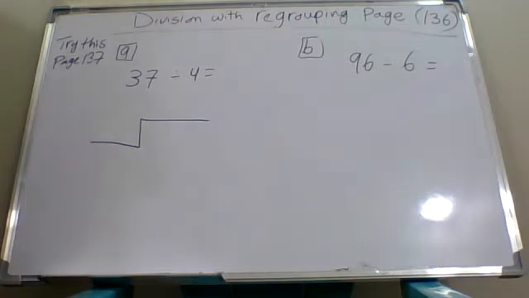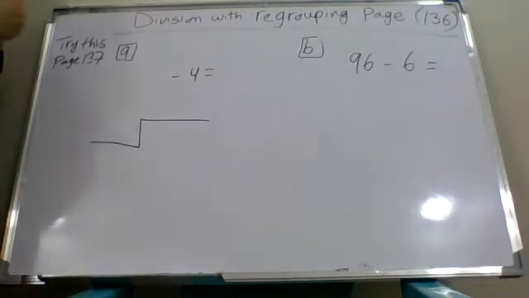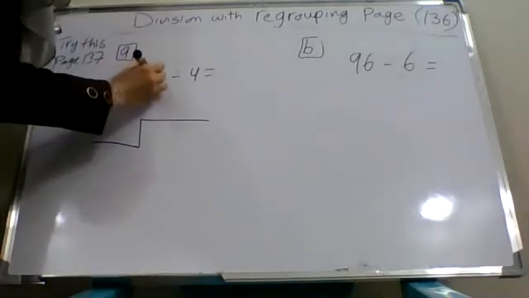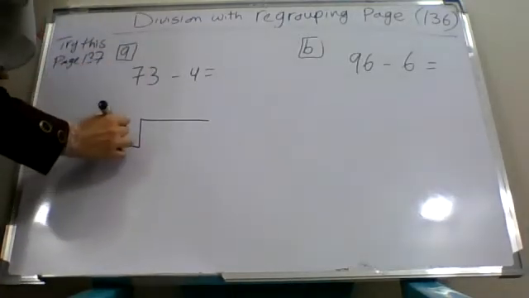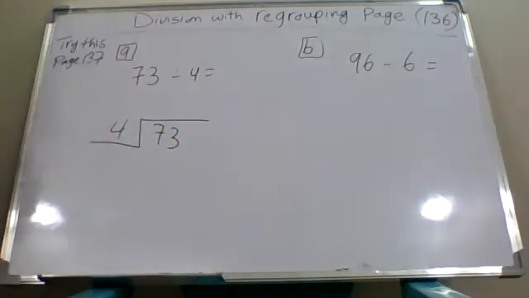As a long division, I write here 73. Sorry, I missed, I wrote it wrong, so I correct it now. 73 here. Okay. I will ask myself about the first number.